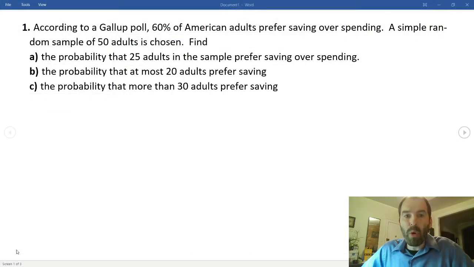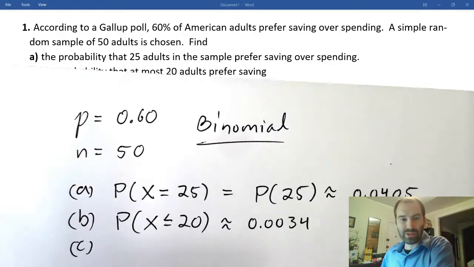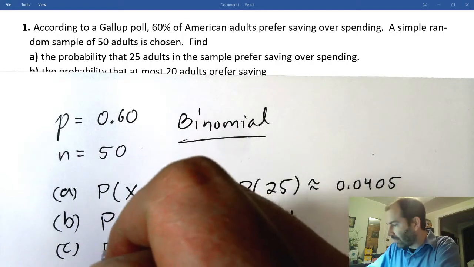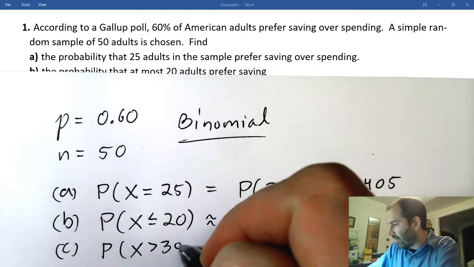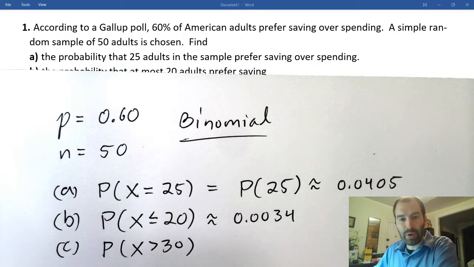The probability that more than 30 adults prefer saving. More than 30. Well, what does more than mean? More than means greater than, right? So for part C here, we're looking for the probability that x is greater than 30. And we want to know what this is.